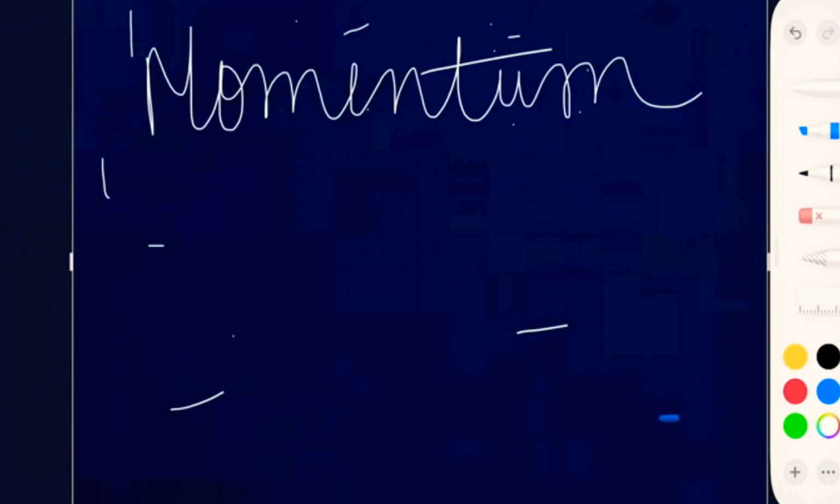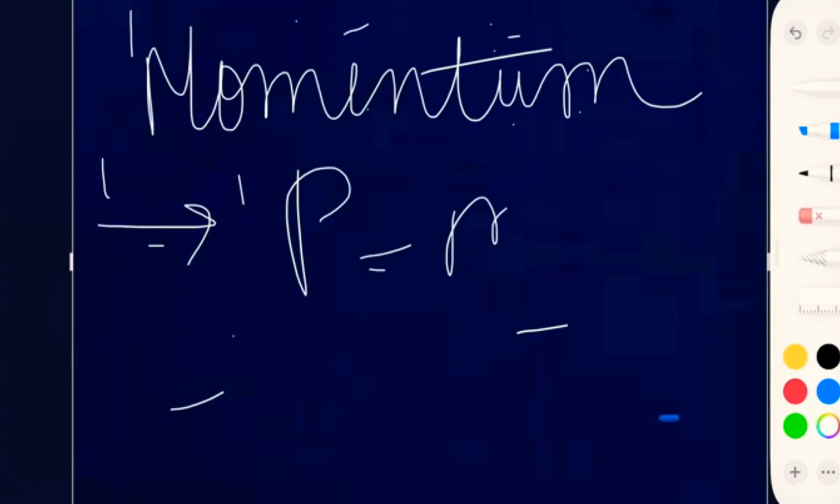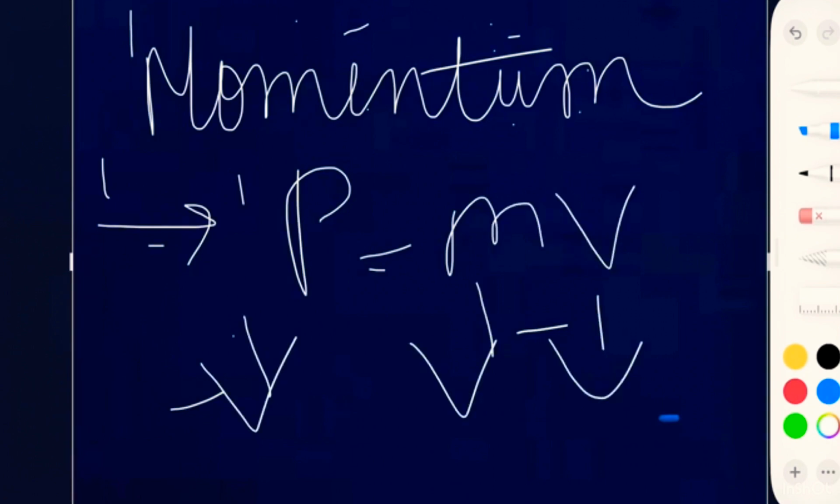I'll give you a deep explanation for that. It is the amount of motion contained in the body. So momentum is the amount of motion contained in the body. The quantity of motion is directly proportional to the mass of the body. So that is P is equal to mv. This is momentum, this is mass, this is velocity.